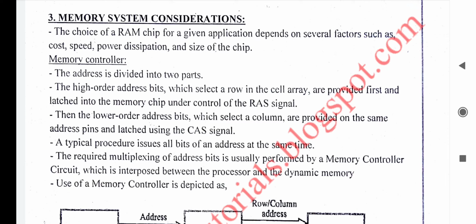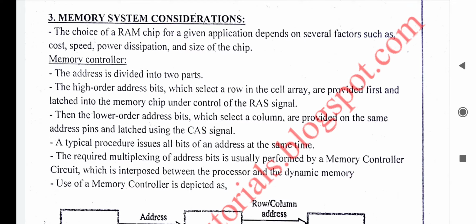Hi guys, the topic is memory system considerations. Here, the choice of RAM chip for a given application depends upon several factors such as cost, speed, power dissipation, and the size of the chip.